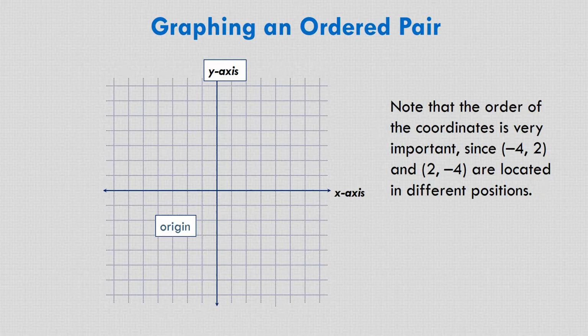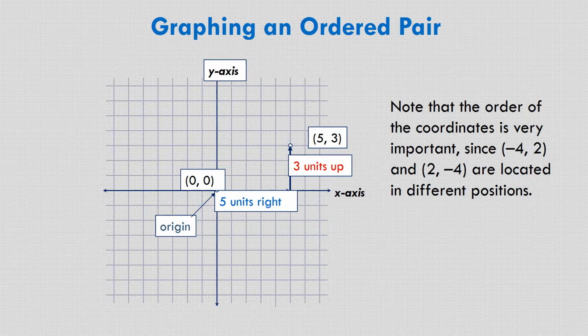So here's our coordinate plane, and if I wanted to plot a point, I always start at my origin, so there's my origin. The coordinates for the origin are 0, 0. And then if I was to plot a point, I go to the right if it's positive. So, for example, I went 5 units to the right, and then I'll go up 3 units. So the coordinate of this point would be 5, 3.